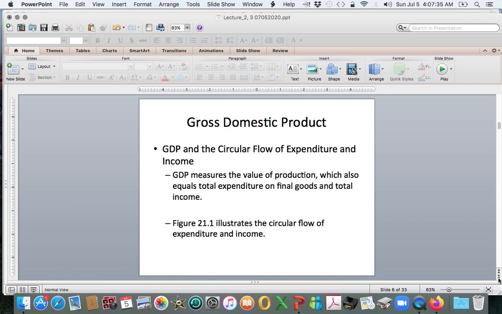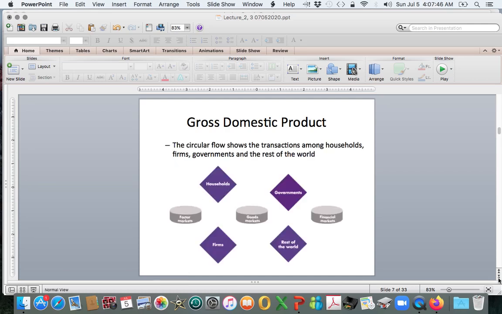And over the next few slides, we will show how the circular flow of expenditure and income creates what we know as the flow of GDP. So, the circular flow will start by showing the transactions among 4 specific actors in your purple boxes. They are households, firms, governments, and the rest of the world. We are to link all these 4 actors through 3 separate markets: factor markets, goods markets, and the financial markets.